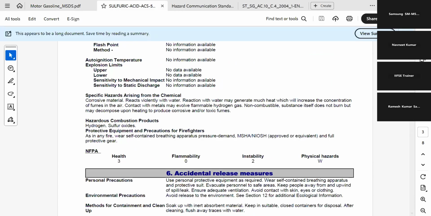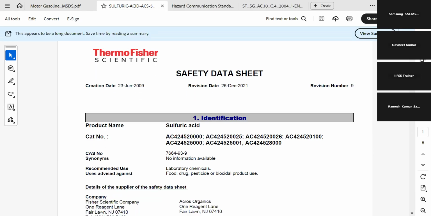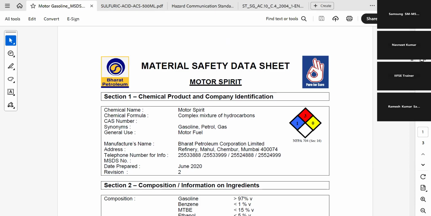Okay, if you see the sulfuric acid, here we have identification. The nomenclature will be different. Sir, in the gasoline, the CAS, Chemical Abstract Service number, sir.